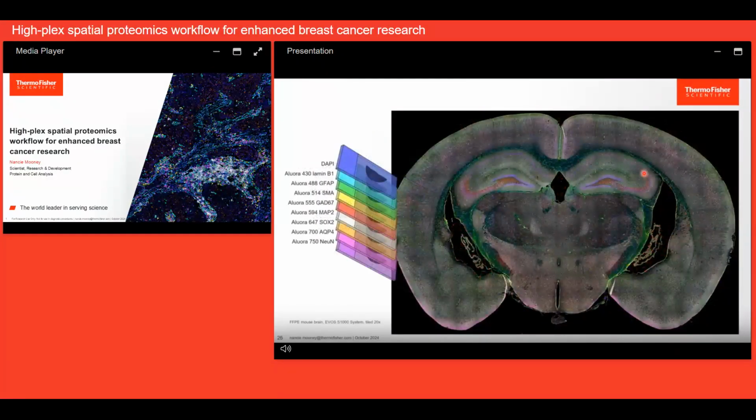I also wanted to show that this workflow doesn't just work in cancer tissue. So here's an FFPE mouse brain slice that I stained with various neuronal markers. Again, highlighting that this workflow is very flexible and can be used for all manner of antibodies and tissue.